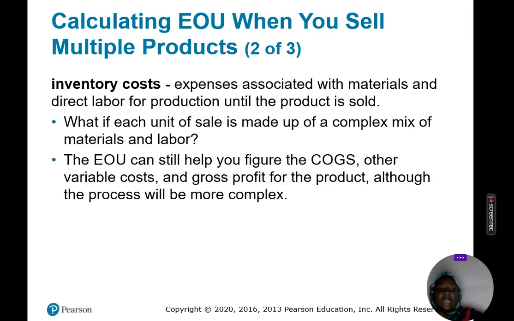Then let's look at inventory costs. These are expenses associated with materials and direct labor for production until the product is sold. The EOU can still help you figure the cost of goods sold, or the variable cost, and the gross profit for the product. Although the process will be more complex, it's still very workable using the EOU.